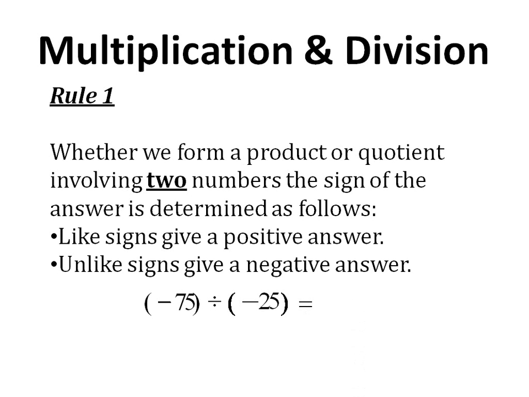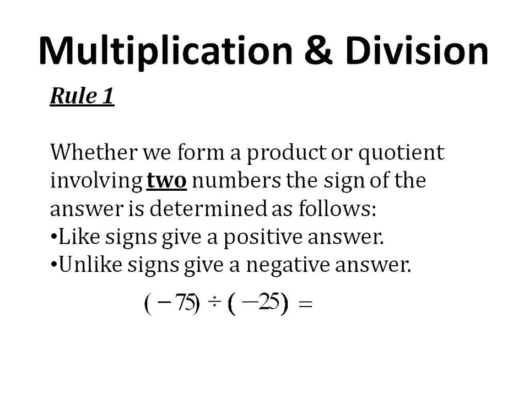We are going to move on to division, and the rules are going to be applied just as we applied them when we were doing multiplication. Therefore, we are going to take a look at the rule again. Whenever we form a product or quotient involving two numbers, the sign of the answer is determined as follows. Like signs give a positive answer, unlike signs give a negative answer.